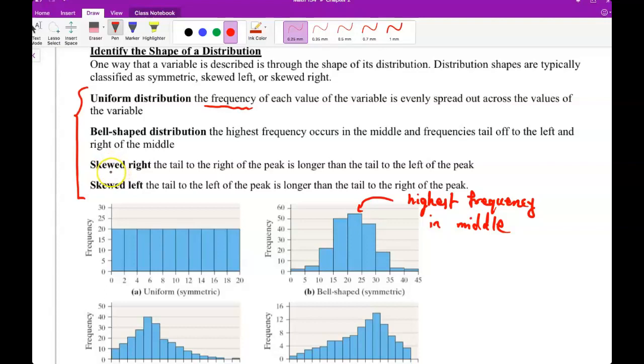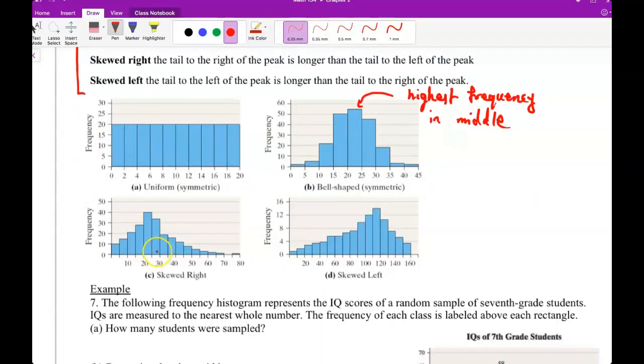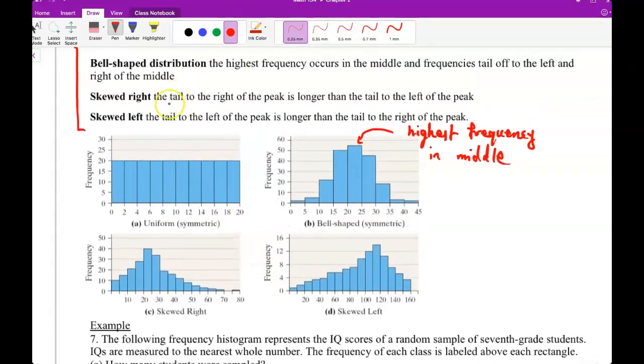Next one, skewed right, is this one here. So the tail to the right of the peak, so this one is the peak, because that is the highest point we have here, highest frequency. So the tail to the right of the peak is longer than the tail to the left of the peak. So this part is longer than what we have here on this part. See, that is longer.